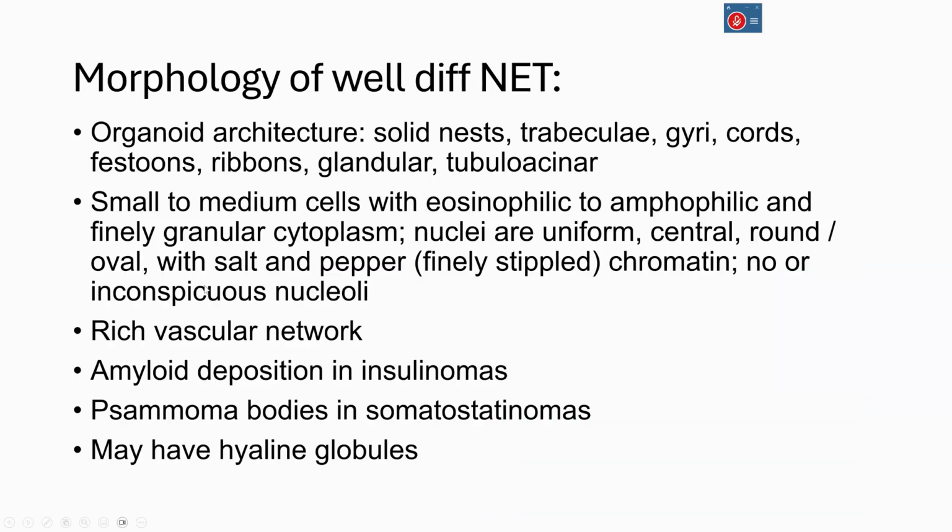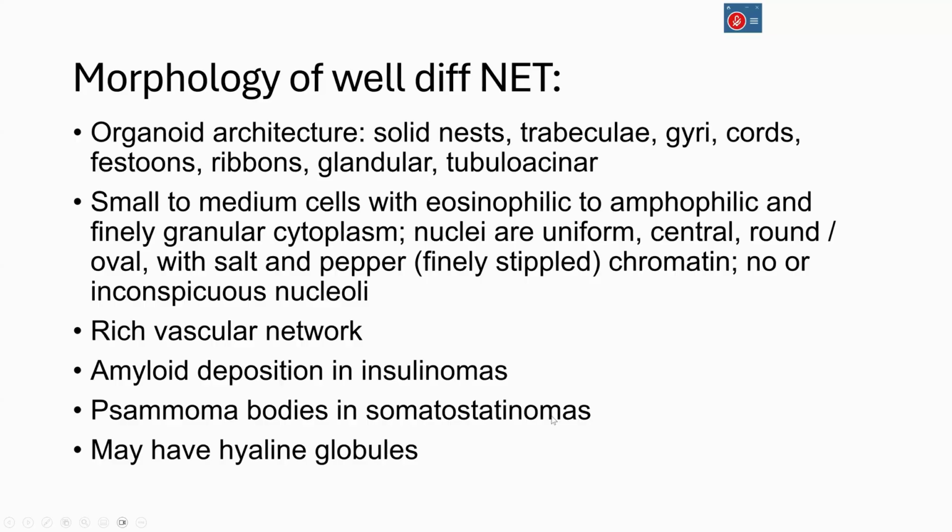So a little bit about well-differentiated neuroendocrine tumor. You can see various patterns in this entity: solid, trabecular, gyriform arrangement, cords, ribbon, glandular, and tubuloacinar arrangement. So usually the tumor cells are small to medium size with scant to moderate amount of cytoplasm, uniform nuclei, salt and pepper, stippled chromatin, and inconspicuous nucleoli. They are rich in vascular supply. You can find sometimes amyloid deposition in insulinoma, psammoma bodies in somatostatinoma.